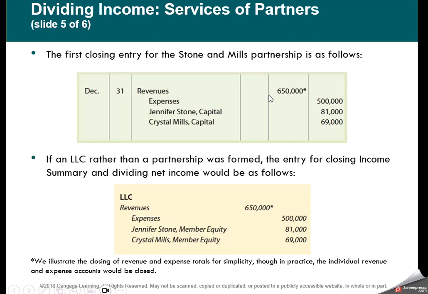So we've got our revenues that we are closing out, our expenses that we're closing out, and then the amounts that go into their capital account. And the LLC is going to be the same thing, except instead of it being called capital, it's going to be called members' equity.